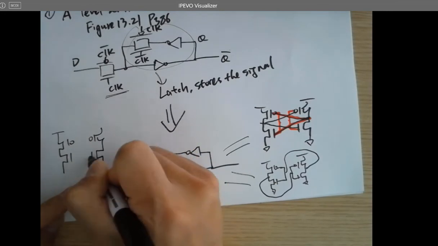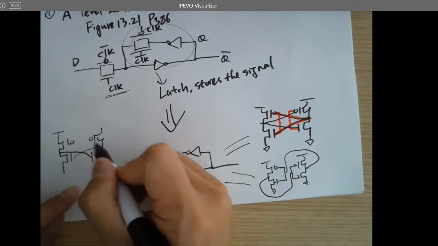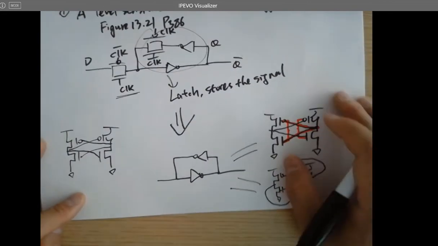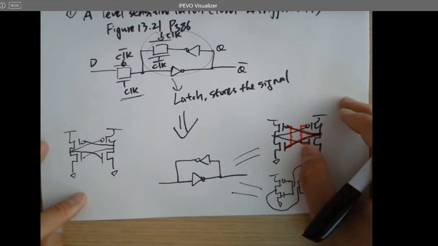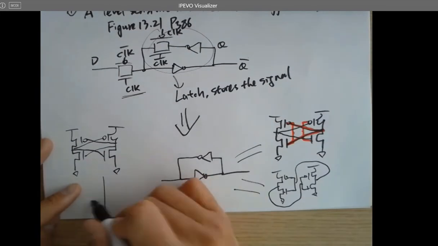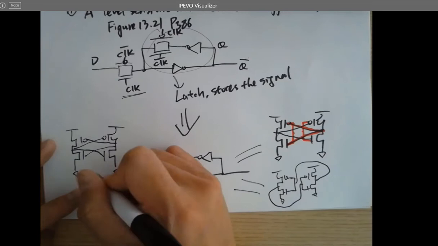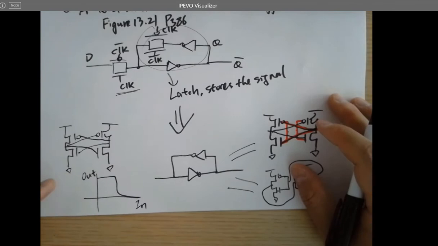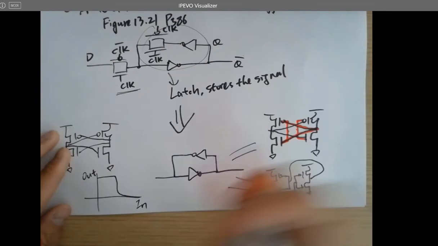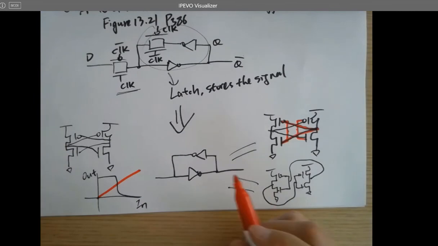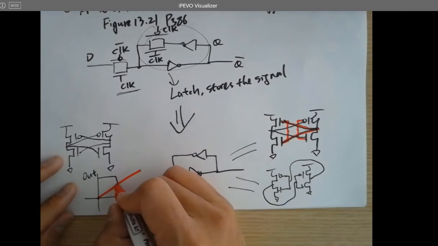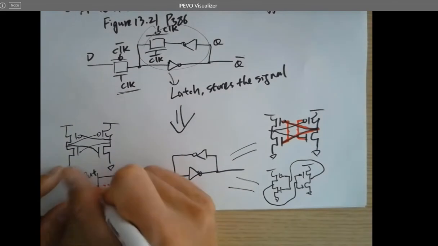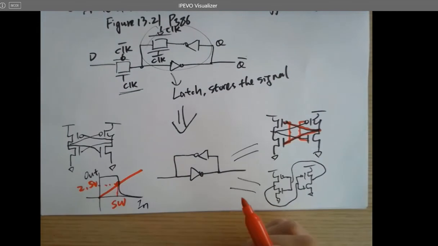I'm going to redraw it here. Why is this a latch? Because the inverter has a switching point, remember? So if this is the input, and this will be the output, and that will be the voltage in-out curve for the inverter. And if you draw the input signal as well, it's going to be a linear line for the input. So that will be the switching point, right? And for example, this is 2.5 volts ideally, if this is 5 volt logic.